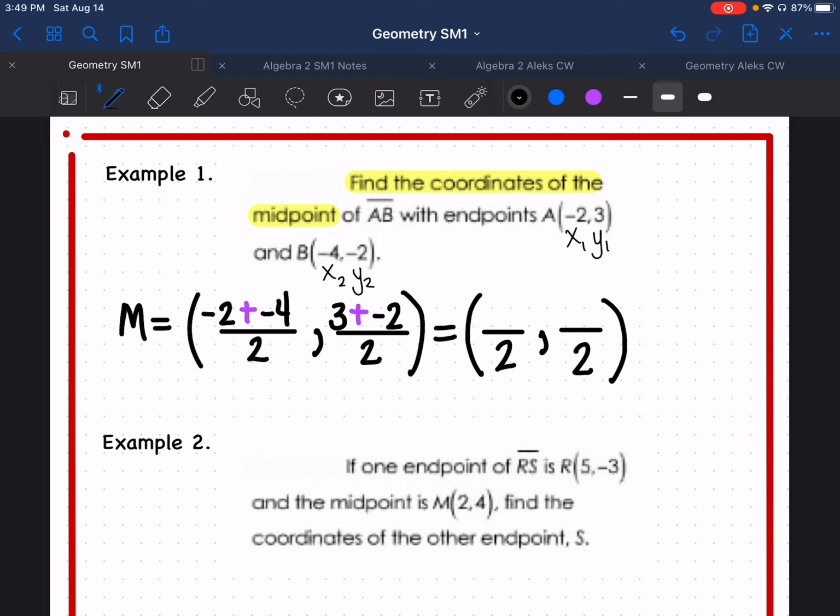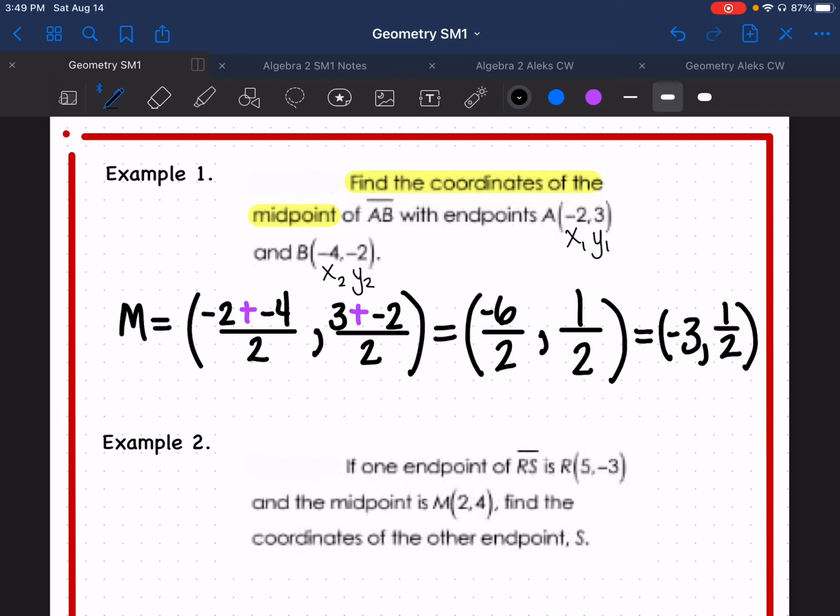But negative 2 plus negative 4 would be negative 6. And then 3 plus negative 2 would be positive 1. Negative 6 divided by 2 would be negative 3. And when I put 1 over 2 in the calculator, it is going to stay 1 over 2. There is my midpoint.